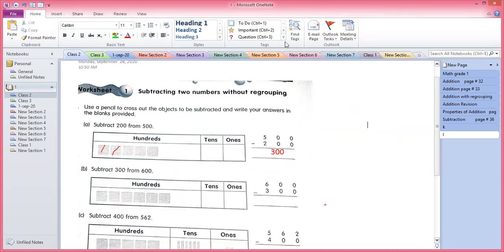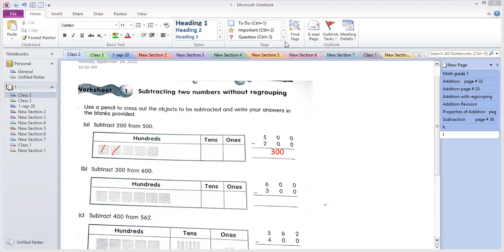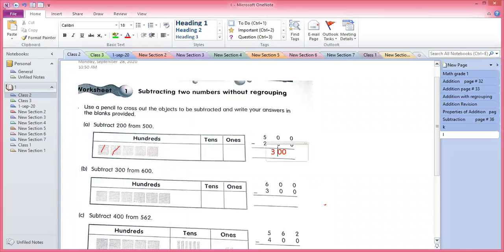Now, first I need to unmute all of you. Then I will ask questions one by one. Yes, guys, I want to subtract 300 from 600 now. I want to subtract 300 from 600. Tell me the answer.